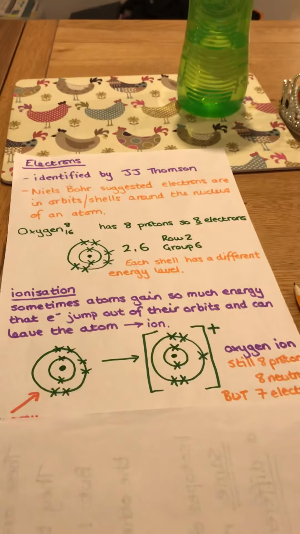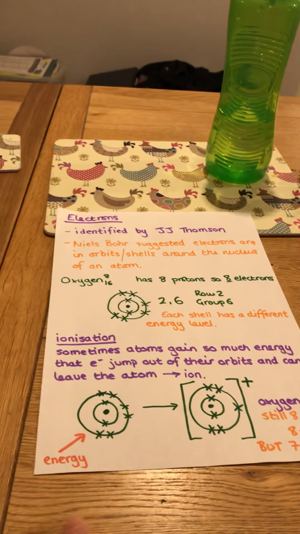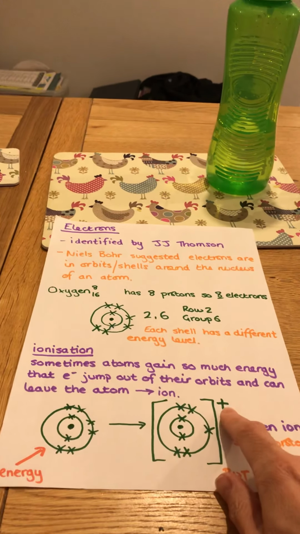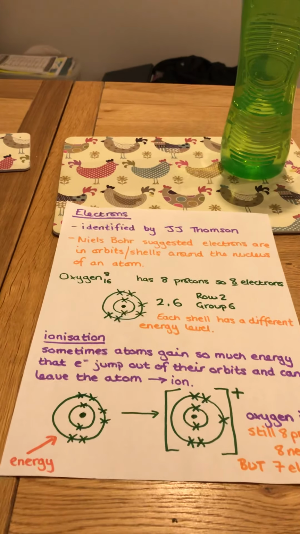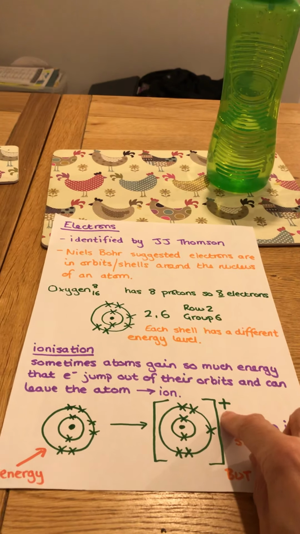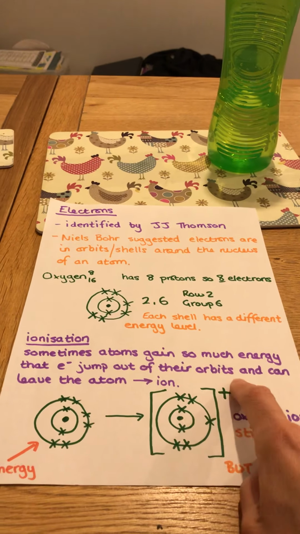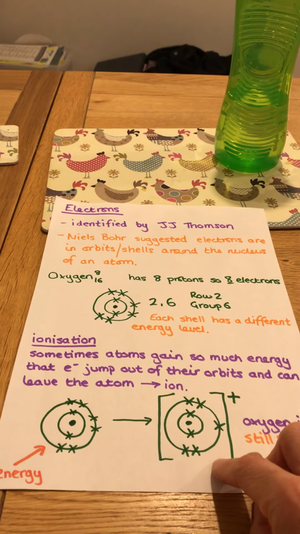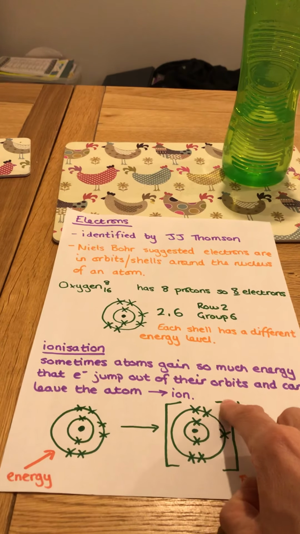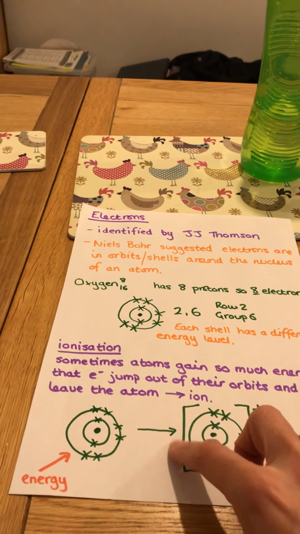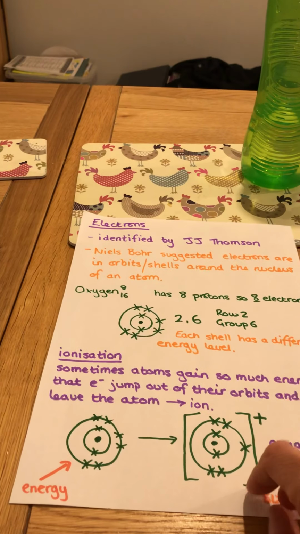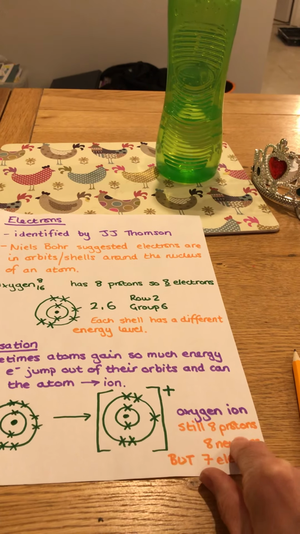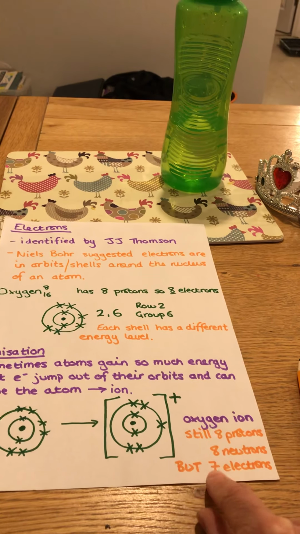Okay, so here we're giving my oxygen lots and lots of energy. An electron is going to jump out, and because I've lost a negatively charged subatomic particle, my electron, I then end up with a positively charged oxygen atom. Okay, so oxygen ion, sorry. If it's positively charged, it can't be an atom. We show that, as you do in chemistry, by putting it in square brackets. Okay, so my oxygen ion then still has 8 protons and 8 neutrons, but now it has 7 electrons.